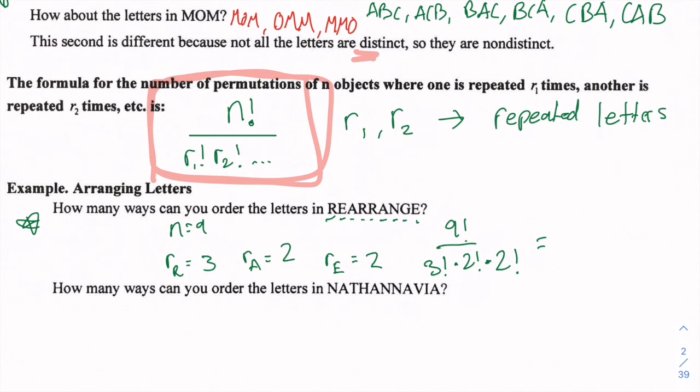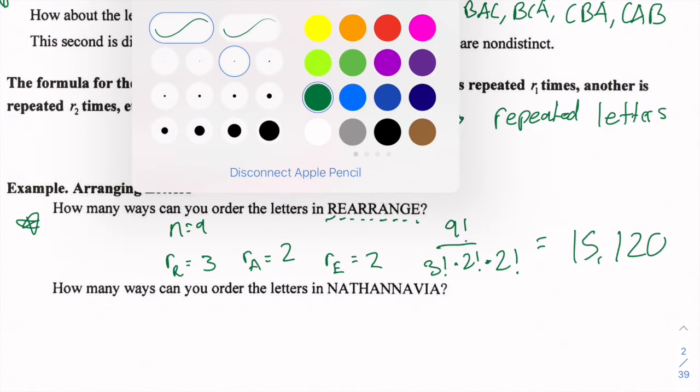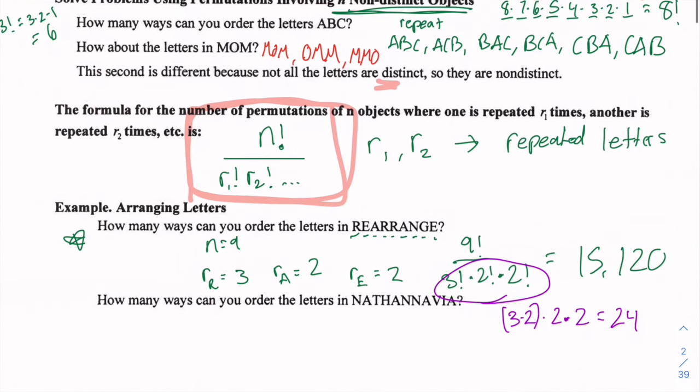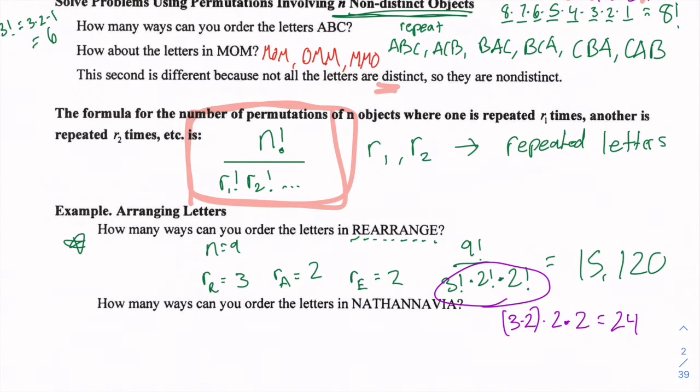Working your calculator skills, please try this out. Your answer in the end should be 15,120. And honestly, if this is complicated for you, literally just simplify it. This right here is 3 times 2, then times 2 times 2, right? So 6, 12, 24. The bottom number is simply 24. All right, try NATANAVIA.